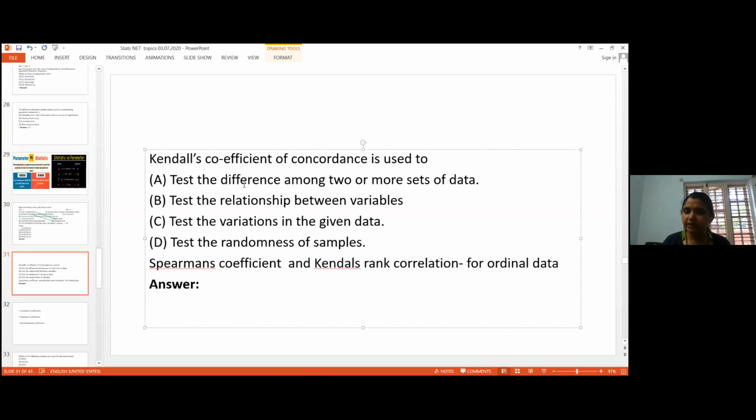It will not be taking the difference between two sets of data. It will not be comparing variance. It will not be testing randomness either. Rather, it will be going with relationship. That's why I said correlation. Kendall's correlation, remember it that way. Kendall, Spearman, Karl Pearson's correlation: all three of them are used for testing relation.